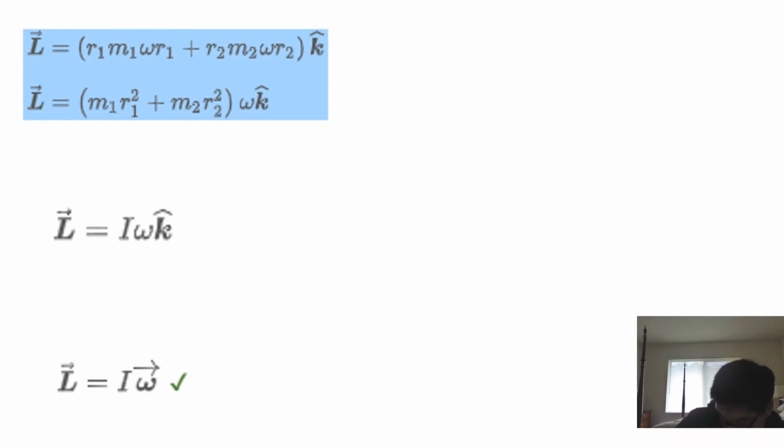And both particles have the same angular speed omega, related to their translational speed by v equal to omega times r. So we have those formulas. Then after that, the angular momentum is equal to I times omega in the k hat direction. Then we have this formula.